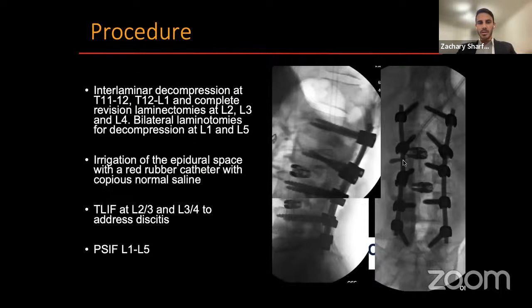So in order to address these problems, we performed interlaminar decompressions at T11, T12, and T12-L1, and complete revision laminectomies at L2, L3, and L4. We also did bilateral laminotomies for decompression at L1 and L5. We irrigated the epidural space with a red rubber catheter and with copious normal saline, and we were able to decompress the dorsal epidural abscess, which was superior to the cranial instrumented level. And that way we saved the fusion level in a structurally sound part of the spine.